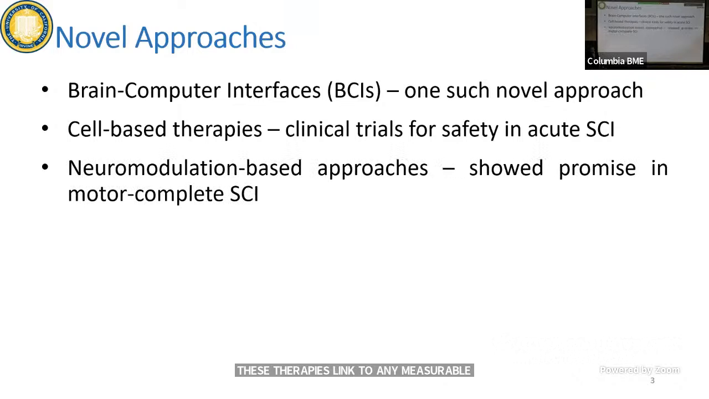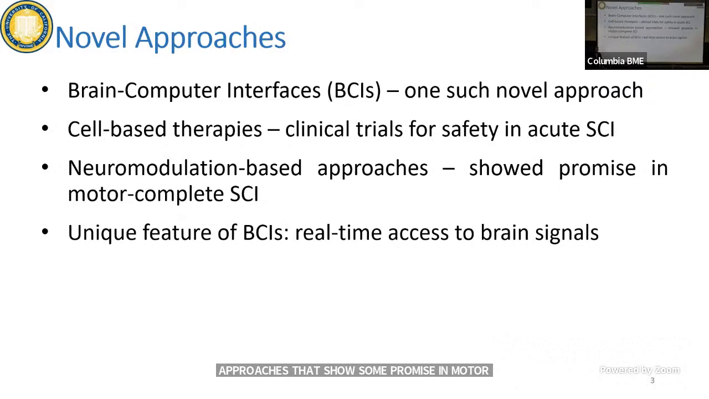There's also neuromodulation-based approaches that are showing some early promise, even in motor complete spinal cord injury. And so where does BCI fit in this sort of landscape? Well, it has a unique feature. It is really the only technology that allows you to peek into the human brain as they are undergoing neurorestoration, neurorehabilitation, training, and so on and so forth. And it allows real-time access to these signals.